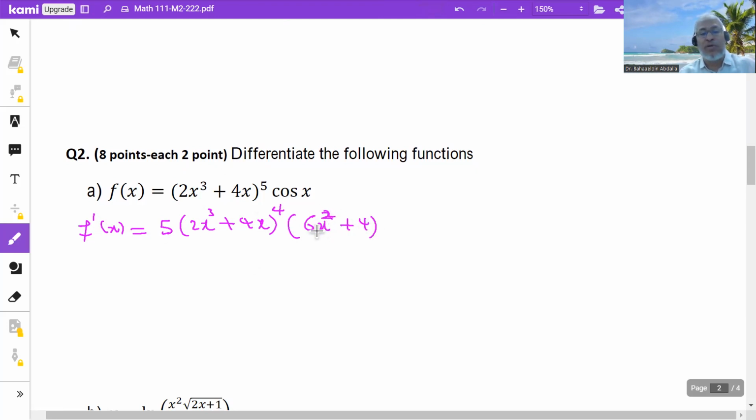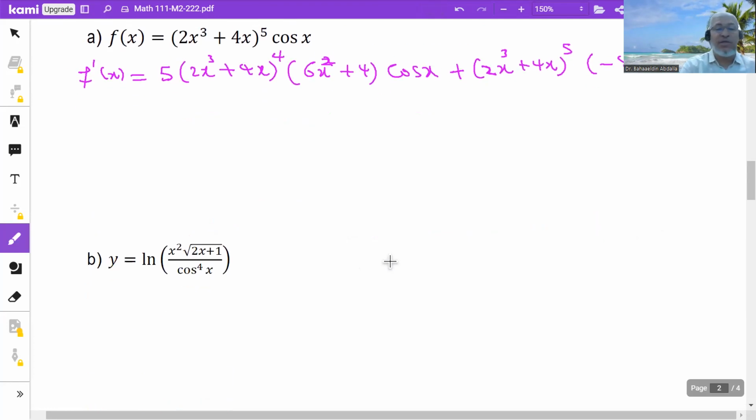You should keep here parentheses because everything is multiplied times cosine x plus the first function as it is times the derivative of the second function. Derivative of cosine is negative sine. Also, you need to keep parentheses here. This would be okay if you want to rearrange it. If you want to write negative sine x times this, the answer is fine.